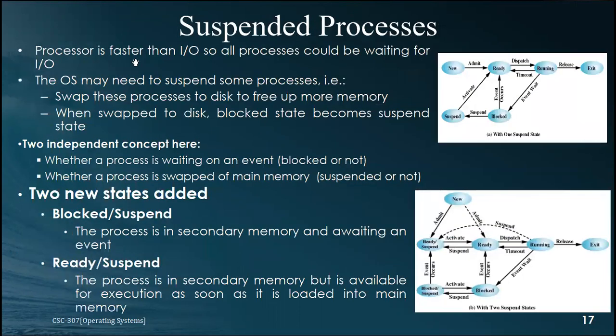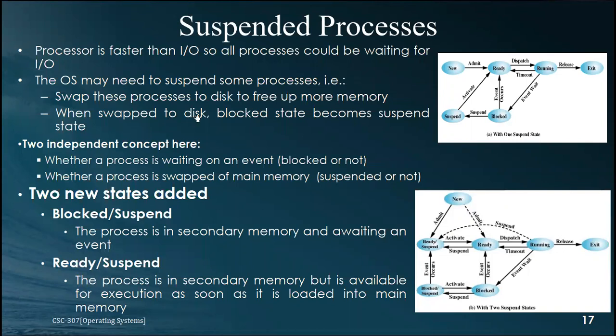The processor is faster than input output, so all the processes could be waiting for IO. Sometimes we have a huge main memory, let's assume we have 100 processes in the main memory, but all of the processes are waiting for the IO devices. So all of them are in the blocked state or the ready state. In that case, we have a new process and we have no memory, as I was saying in the previous slide. So what we can do is swap these processes to disk to free up more memory. This is the main concept behind the suspended process.